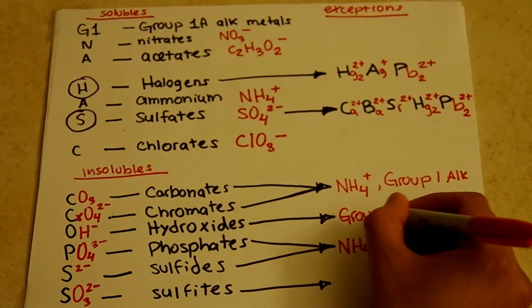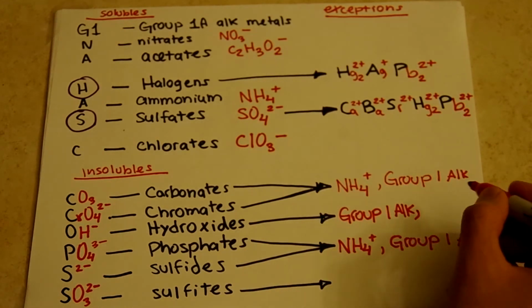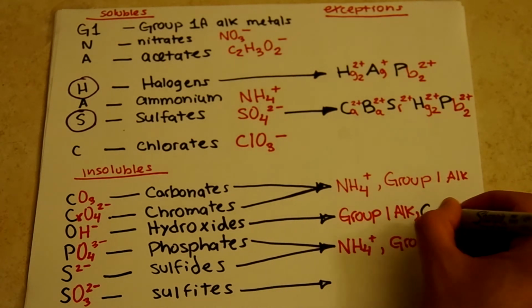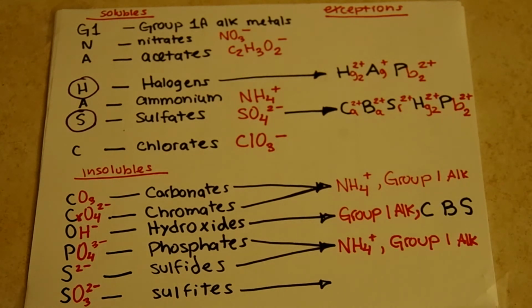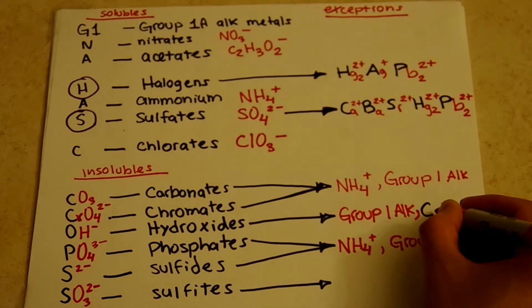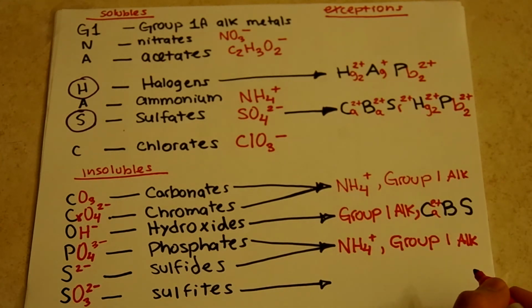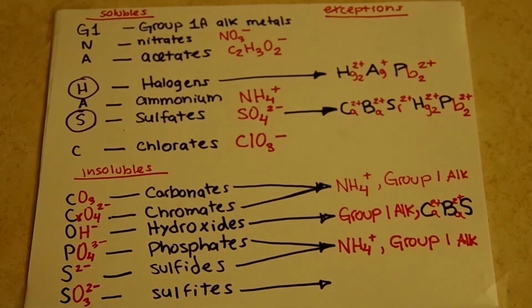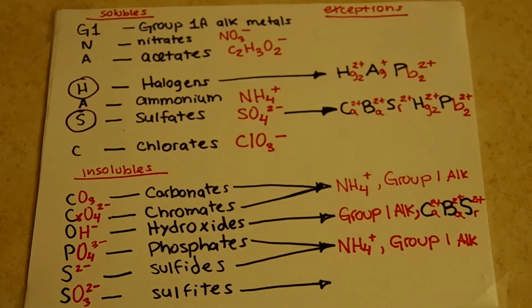Now for your hydroxides, it's going to be your group 1 alkali metals, and it's going to be those three letters that I told you to remember, which are CBS. C is going to be for calcium, B is going to be for barium, and S is going to be for strontium. And their charge is going to be Ca2 plus, Ba2 plus, and for S it's going to be Sr2 plus.